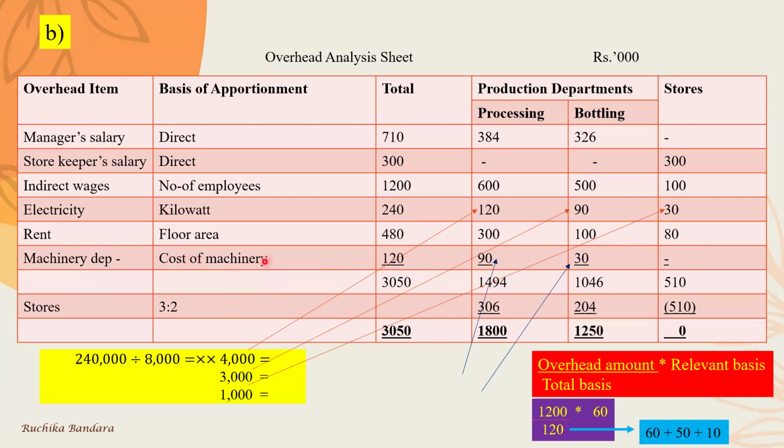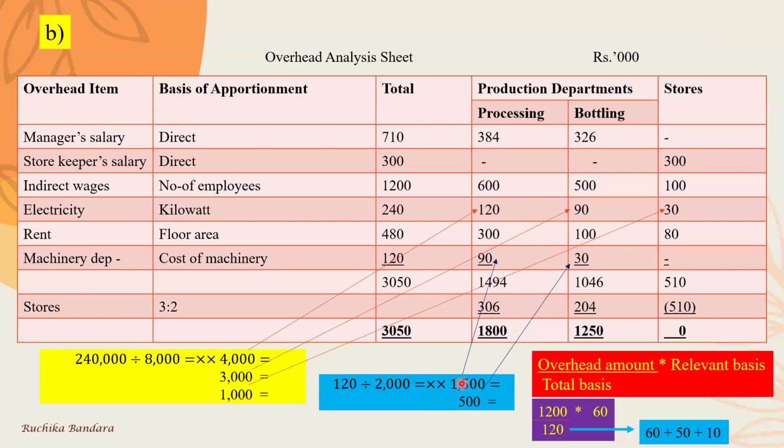Last one, the basis is cost of machinery. 120 division sign 2,000. 120 is without zero, 2,000 also without zero because the value is 2 million. Equal. Press the multiplication sign 2 times, 1,500 equal, 500 equal. After entering everything, you have to get the vertical addition for processing, bottling, and stores.